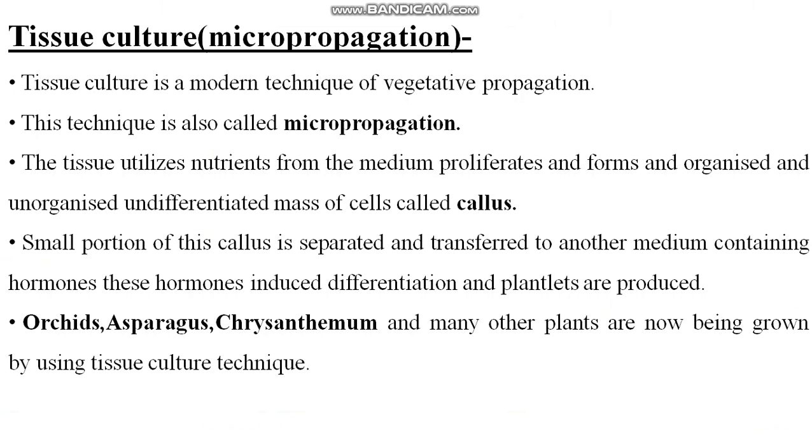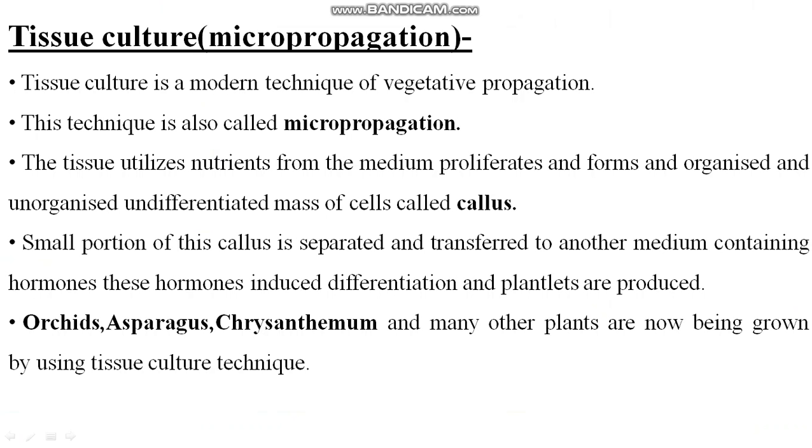A number of cells or tissues utilizing nutrients from the medium proliferate and form an unorganized, undifferentiated mass of cells. This is called callus. Callus is made in the laboratory. So a small portion of this callus is separated and transferred to another medium containing hormones. These hormones induce differentiation and plantlets are produced. Plantlets means small plants are produced by tissue culture, right?